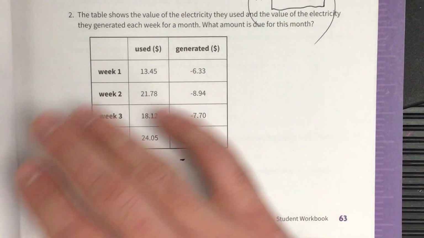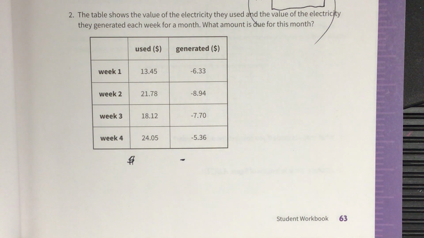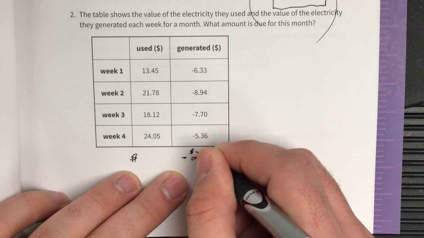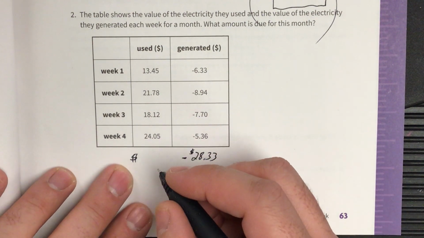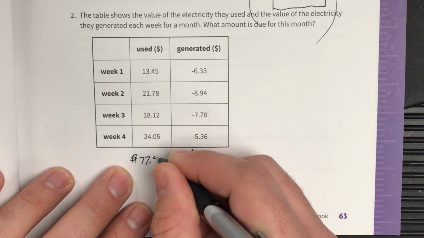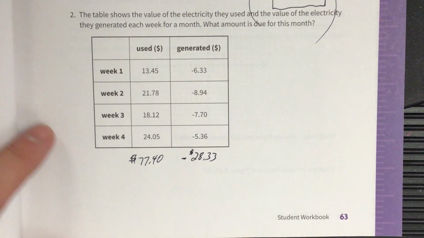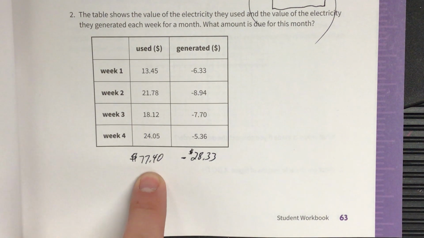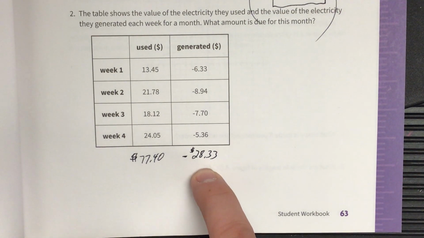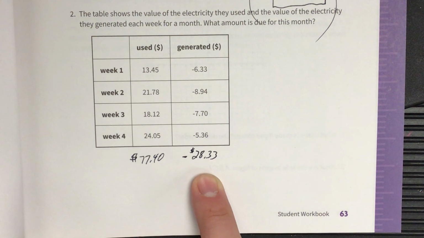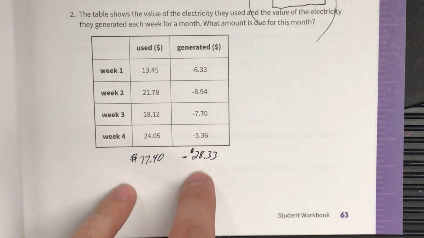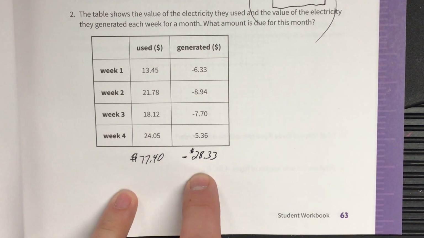Cruz. I got negative $28.33. $28.33. Molly? $77.40. Confirm. See some head nods. Good. All right, so here's my bill. Here's how much my electric panel generated. So how much do I owe? Are we counting the? Nope, just this one right here. Just this. Separate problem. Good question.